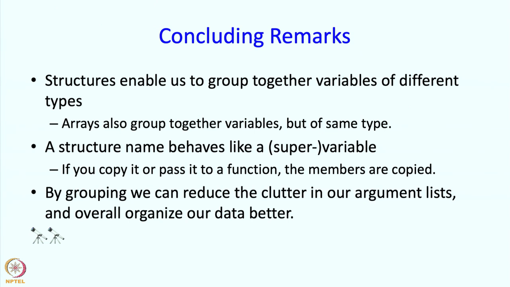A structure name behaves like a variable, okay. So the structure name does not denote the address of that structure, but it denotes the content of that structure. So if you pass it or if you copy it, that content gets copied, okay. Again, this is something different from the way array names behave. And we did all this because by grouping things together, we can reduce the clutter in our argument lists.